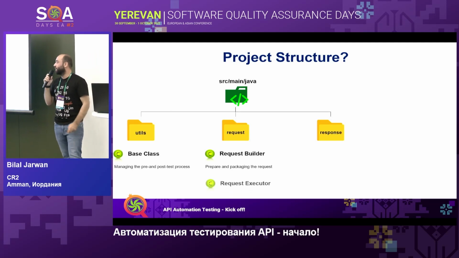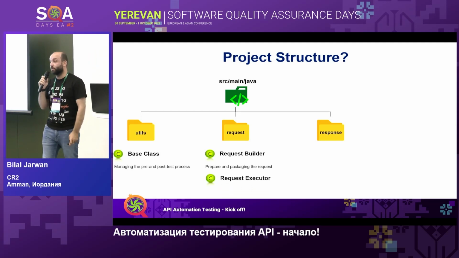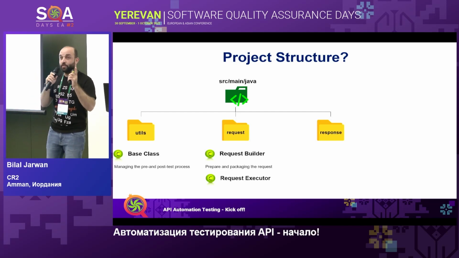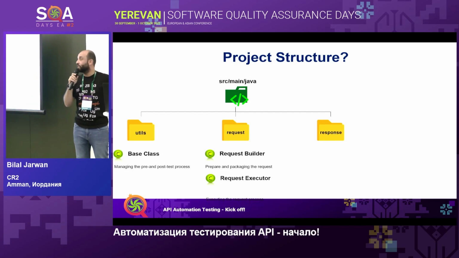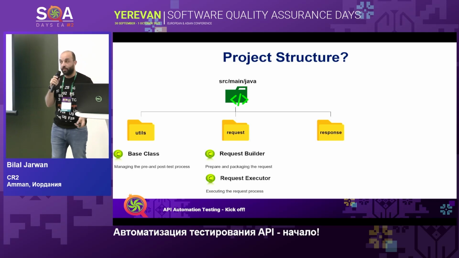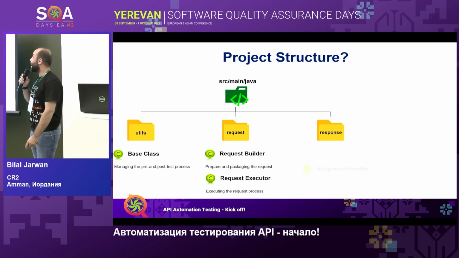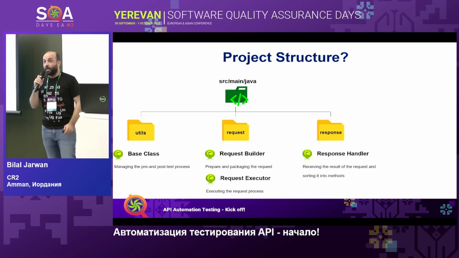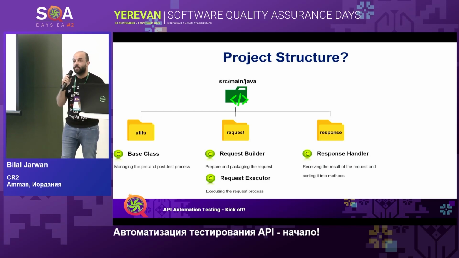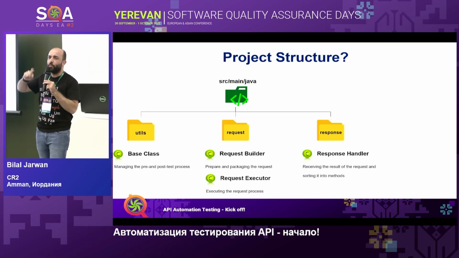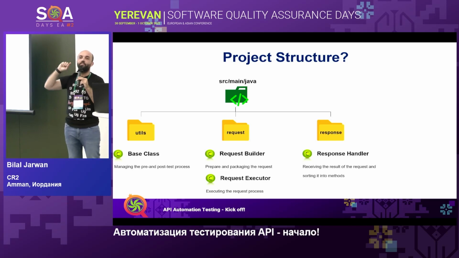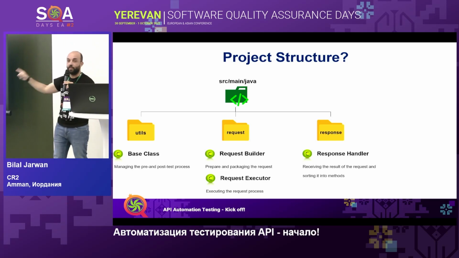And if we move to the second class, it is the request executor. After you package your request, you need to execute it, and this class is just to execute the request that you have. And in the response package, we will have the response handler class. And as all of us know, we will move the value of the response that we got from the request executor to the response handler.